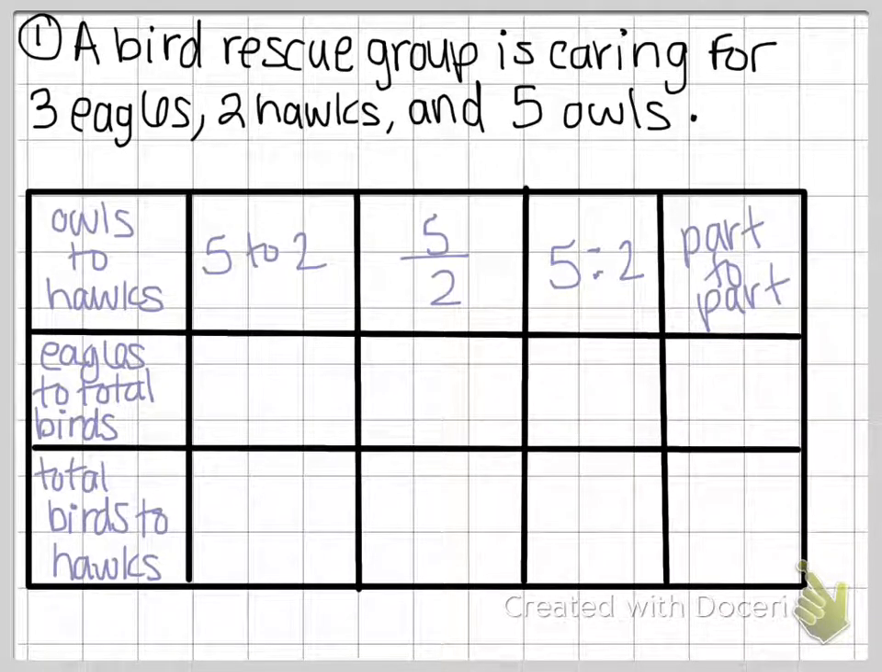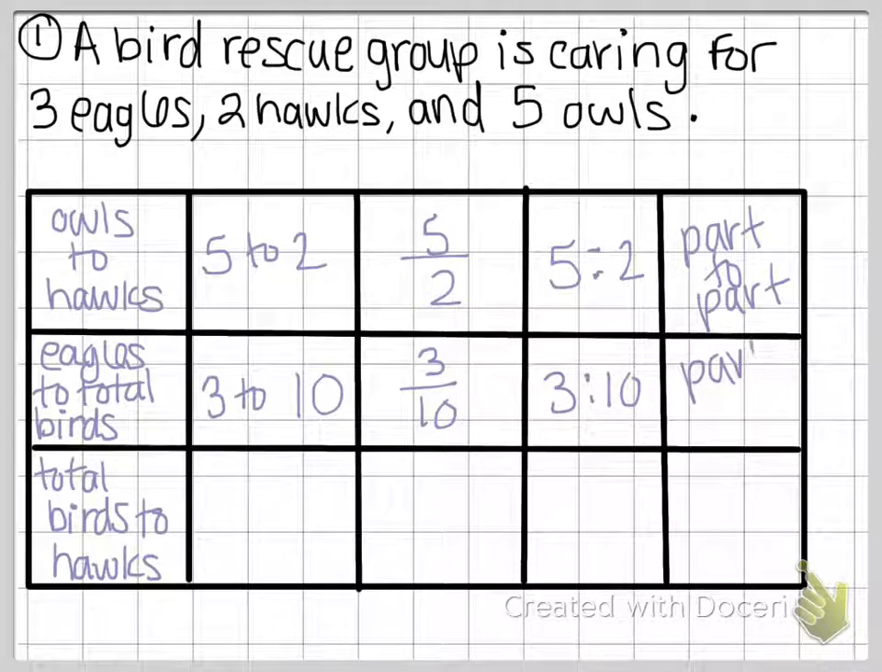In our next example, we are looking at eagles to total birds. So eagles is 3. I need to add them all up. 3 plus 2 is 5, plus 5 is 10. So 3 to 10. As a fraction, 3 over 10, and with our colon, 3 to 10. In this case, I'm examining one part of the rescue group compared to the total. So that would be part to whole.